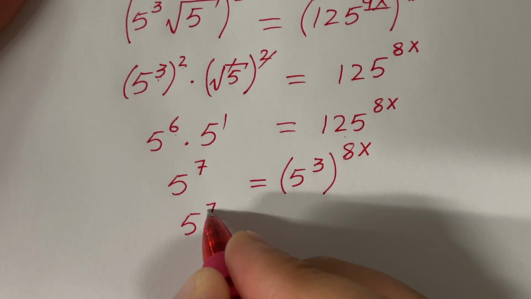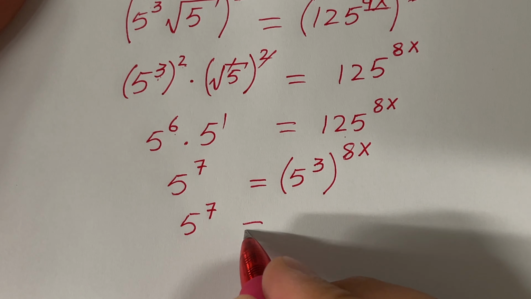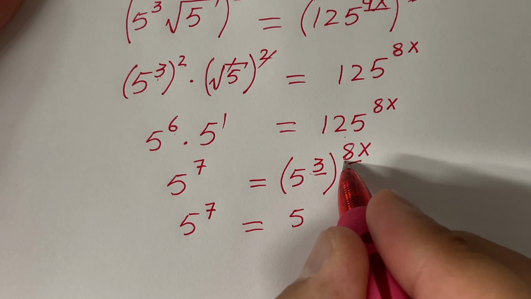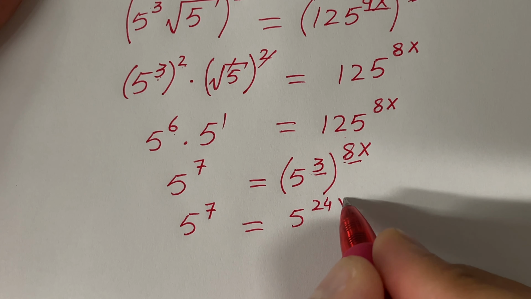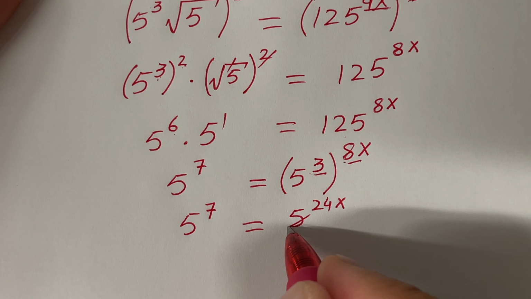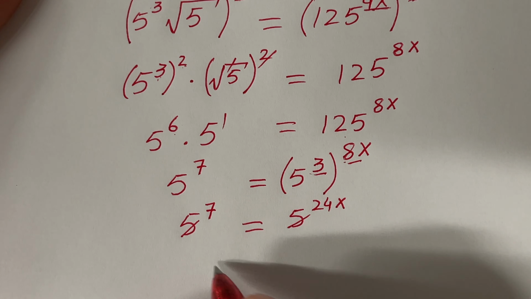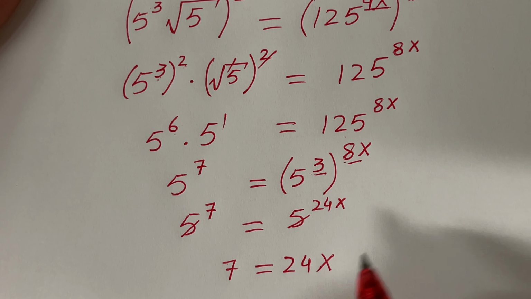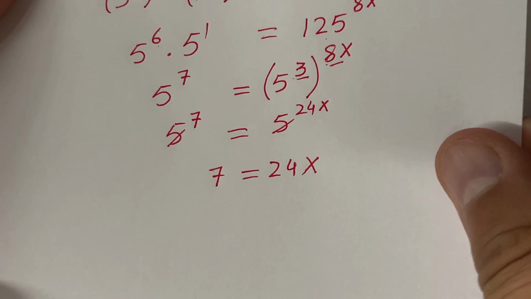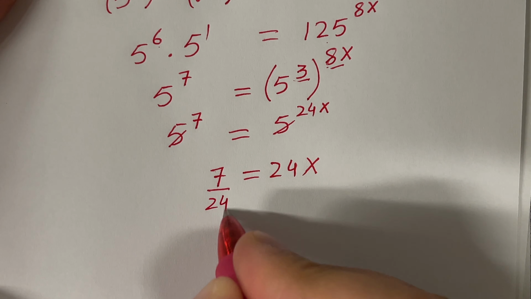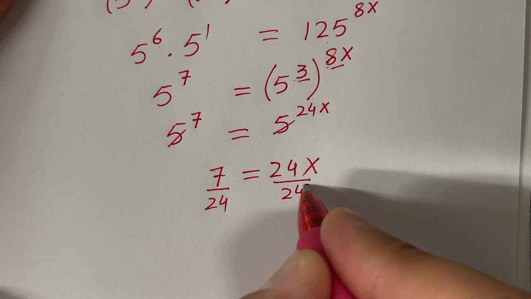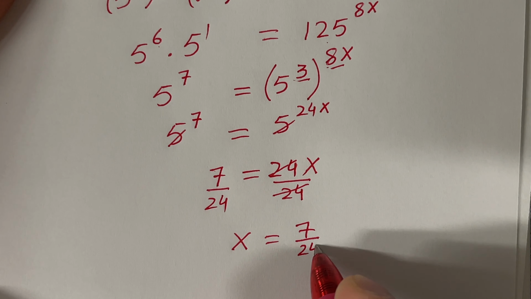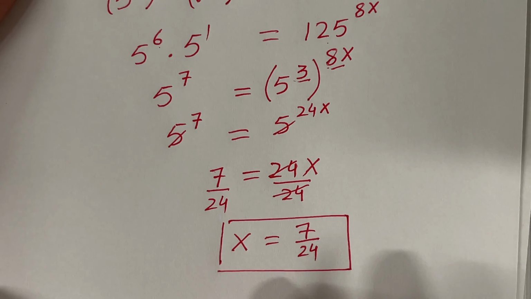Therefore we will have 5 raised to the power 7 equal to, multiply these exponents and you will have 8 3s are 24x. Since the bases are same, you can just cross out, and that means 7 is equal to 24x, but we want to find the value of x, therefore we will divide by 24 on both sides, and x will be equal to 7 divided by 24.